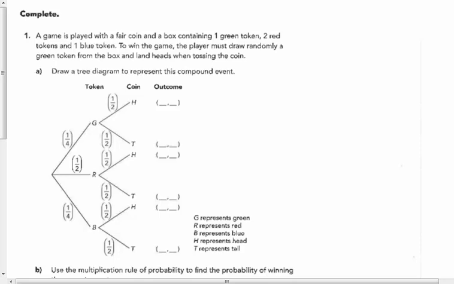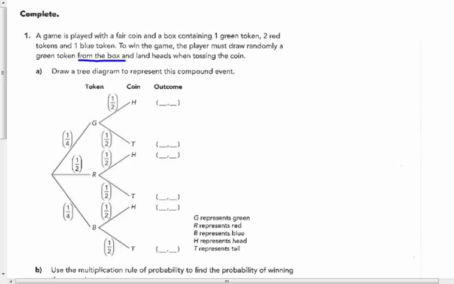And a box that contains one green token, two red tokens, and one blue token. To win the game, the player must draw randomly a green token from the box and land heads when tossing the coin. So you're going to pick something out of the box and then flip the coin. So there's the order. That tells you how to set up your tree diagram.